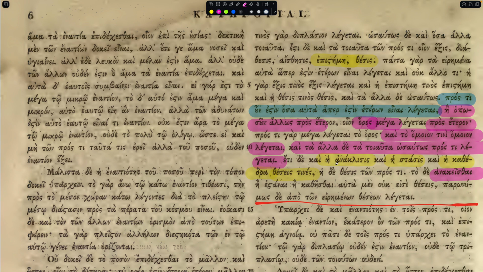Eti de kai he anaklesis. So like lying down. Kai he stasis. Kai he cathedra thesis. Hey, the thesis ton prosti. So all these things that we've been looking at are relatives. To de anakaistai. Estainai. Katheistai. So these are like the verb forms of the position.